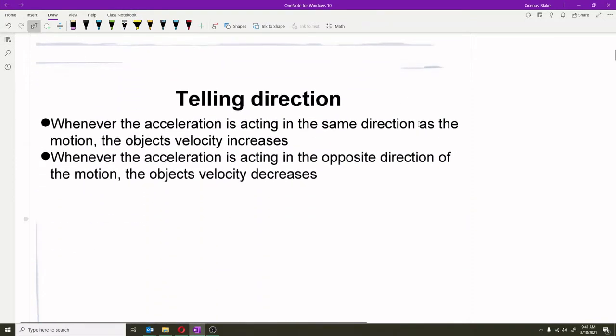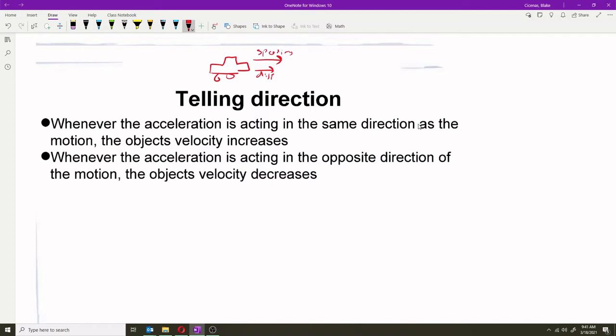So here we go. Direction. Whenever an object is accelerating, and if the acceleration is acting in the same direction as the motion, the object's velocity increases. So this would be like a vehicle, and it's speeding up this way. I'll just put speeding. It's speeding up in the same direction that it's moving. Displacement. So because of that, we know that it's going to have what's called a positive acceleration.